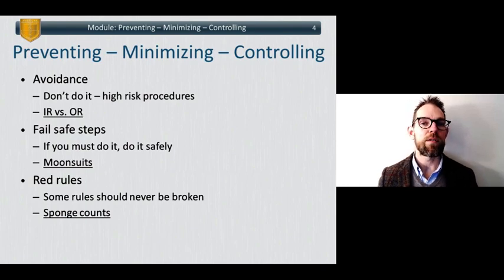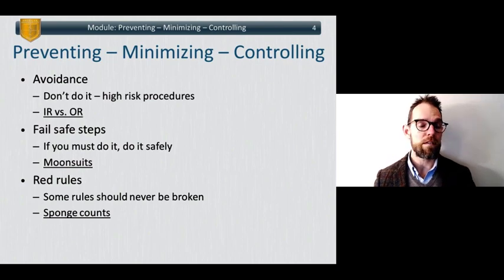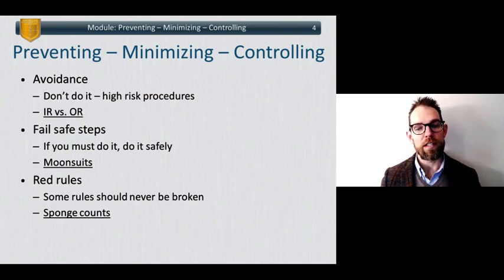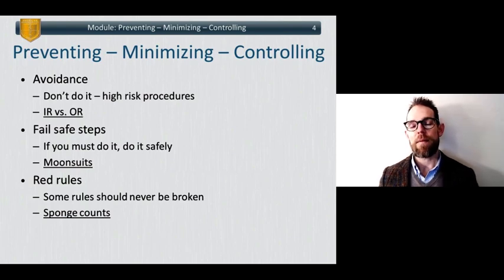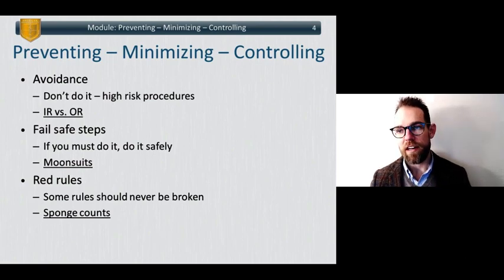Fail-safe steps. If you must do it, you've got to do it safely. So if you're going to step off the space shuttle into space, you've got to wear a moon suit. And then there are red rules, which are rules that should never be broken. So sponge counts. If there is a sponge count that does not match up, then we cannot close the abdomen. We have to get an X-ray.